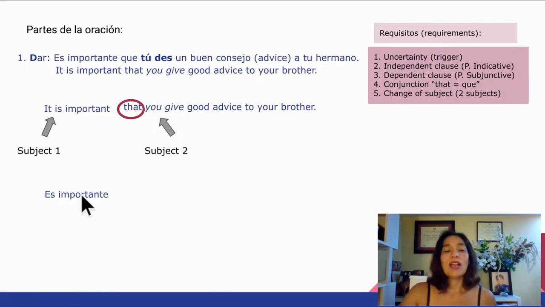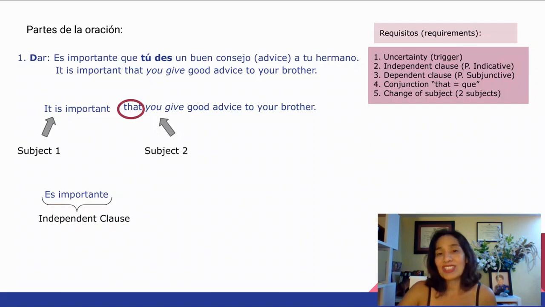In español, as we saw, es importante is a trigger for the subjunctive because it represents a situation that is uncertain. And at the same time, this is considered the independent clause because it stands on its own. It's a sentence by itself. It doesn't need anything else. It doesn't need anybody else.